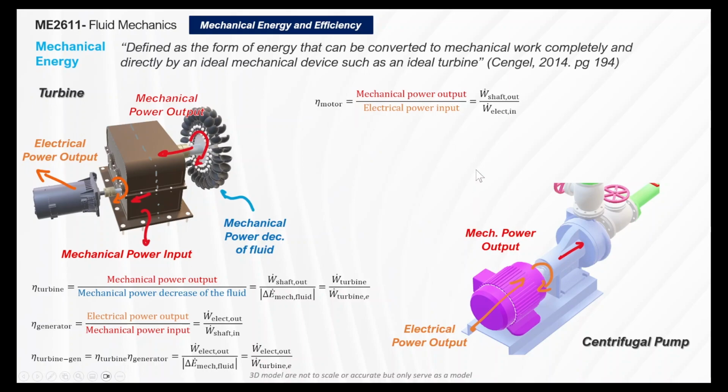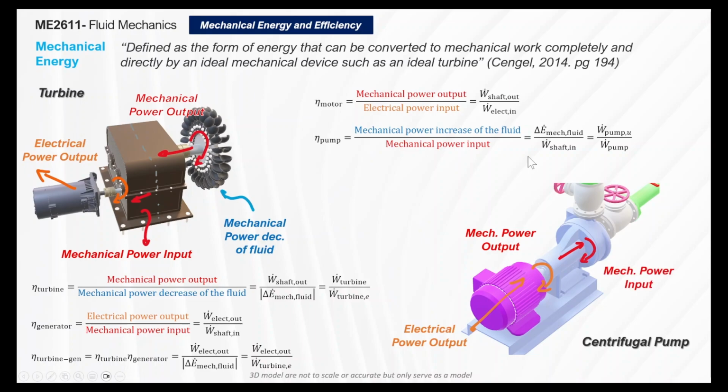And from here, your mechanical power output now towards the pump, this is the centrifugal pump now, will now be your input. Here, the efficiency of the pump will be the mechanical power increase of the fluid, the change in mechanical energy of the fluid, divided by its mechanical power input, or the work of the shaft. That in turn turns the pump and produces the mechanical power increase of the fluid, or at least the transfer of fluid. And to get the overall efficiency of the pump-motor, you simply multiply the efficiency of the pump and motor to get the whole efficiency of the system.